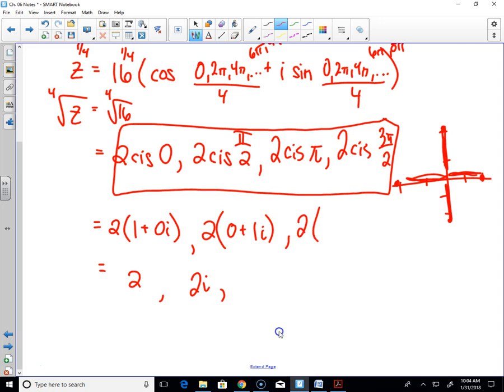Then I have cosine of pi, there's your negative 1. Sine is 0. You guys see the pattern, right? So we're just going to put 2. It's plus or minus 2. Yeah, plus or minus 2.